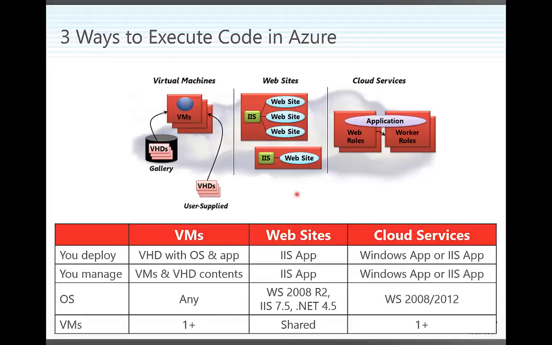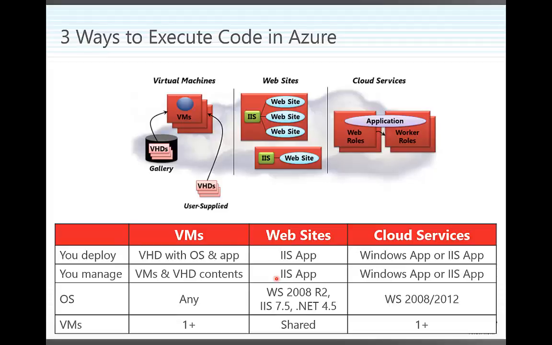Now, another way to execute code in Azure is using what's called Windows Azure websites. With Windows Azure websites, you must be building an application that runs on our Internet Information Server. That is, Microsoft's IIS will be the web server that's installed on these machines. So you have to build an app that integrates in with IIS. You simply manage the app itself.